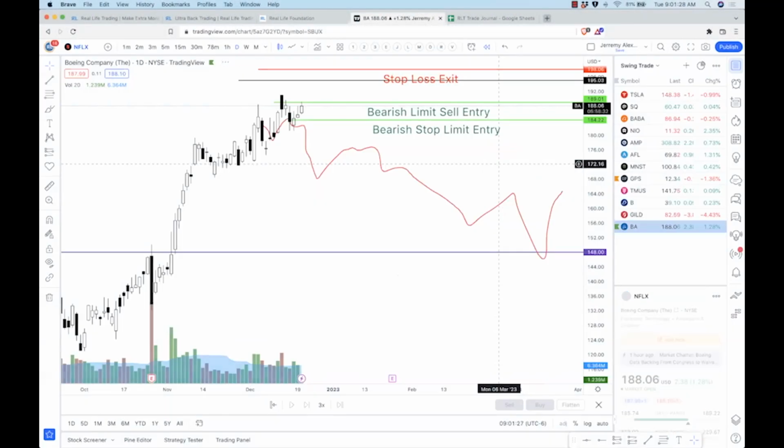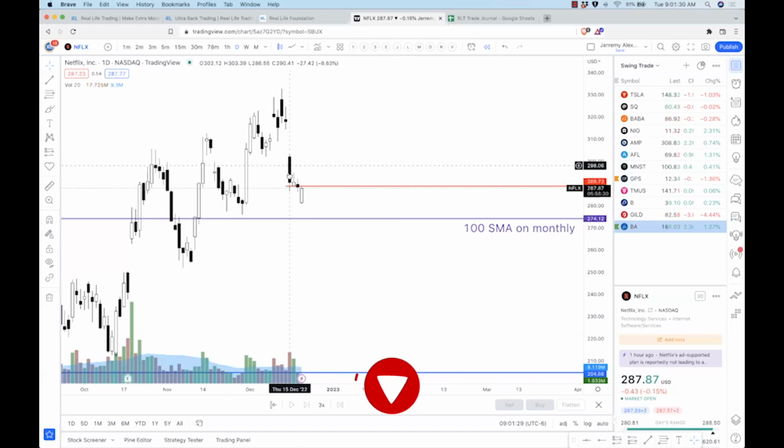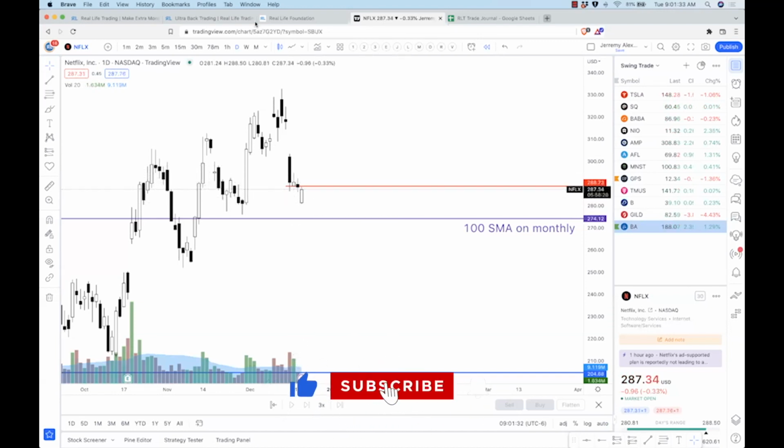Matt wants to look at Netflix. Let's go pop into Netflix. So Netflix, a few bear candles, and again, gapping down. What's bouncing Netflix right now is this support here.